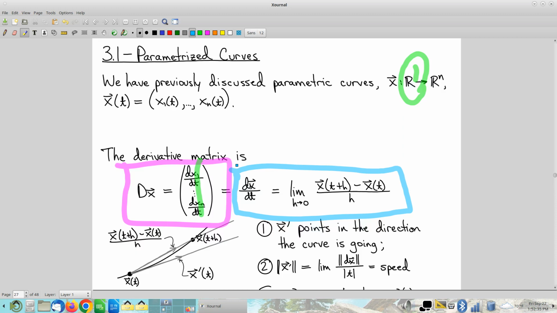It works no problem. I need to take a difference of two outputs. Cool. The outputs are vectors. You could totally take the difference. Not a problem. I need to divide by the difference of the inputs. So t plus h minus t, that's just h, right? No sweat. So you can totally write this down, and there you go.